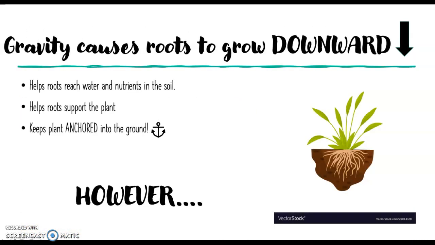So gravity causes roots to grow downward. We talked about that in our very first lesson. We talked about how roots grow downward into the ground. Gravity helps roots reach water and nutrients in the soil, helps roots support the plant, and, like we talked about before, keeps plants anchored into the ground. And I made a little anchor for you to help you remember that.